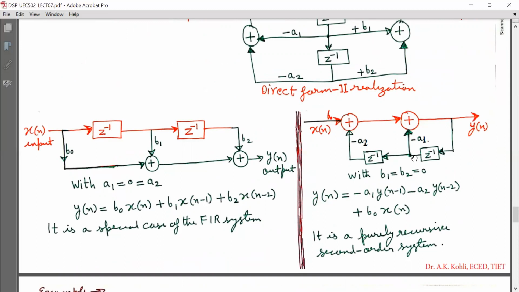Here at this point I will receive yn minus 1, multiplied by minus a1. Here at this point yn minus 2 is received, so it is going to be multiplied by minus a2. So at this point b naught xn, minus a2 yn minus 2, and minus a1 yn minus 1 are added up, and we form this equation. So this structure is justified. This equation is implemented through this structure.